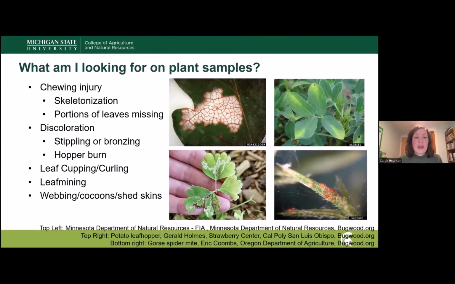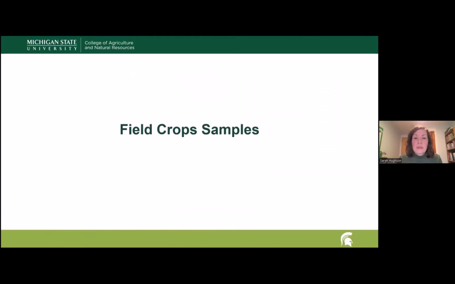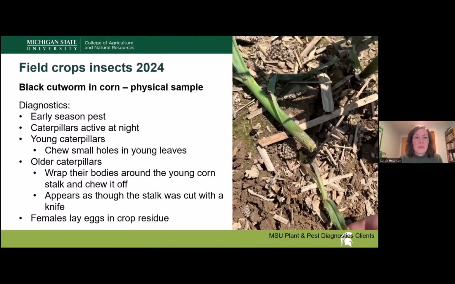So now I'm going to show you guys a couple of field crop samples that have come into the lab. One of these is from last year, and then two of them just came in the past week. But I think these are interesting samples that you guys will like to see. So this first one was from last year. This is an example of black cutworm on corn.